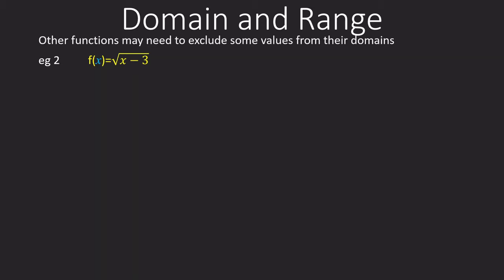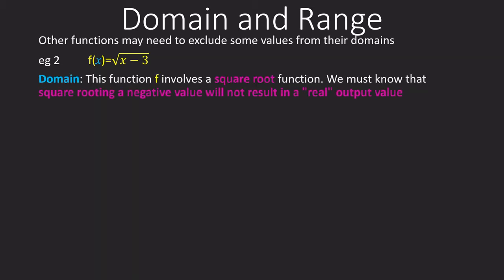Now, something you need to know is whenever you see a square root in a function, you have to remember that we can never square root a negative value. The square root of a negative number will not result in a real output value. You can try that now on your calculator if you like. Hit pause and I'll wait. Try square rooting a negative number. Your calculator gave you an error, didn't it? That's because those numbers are not real numbers.